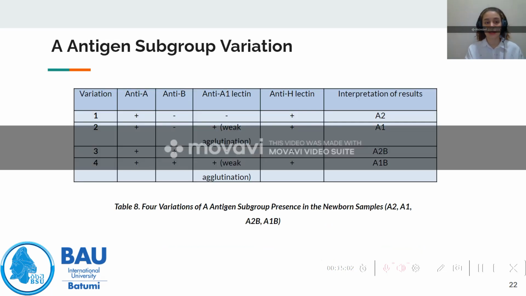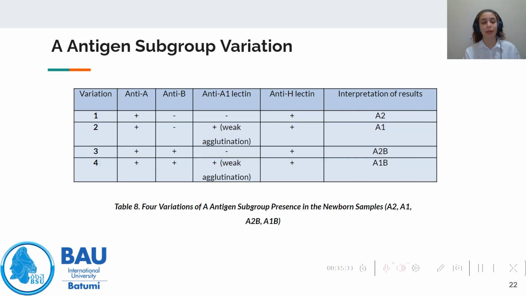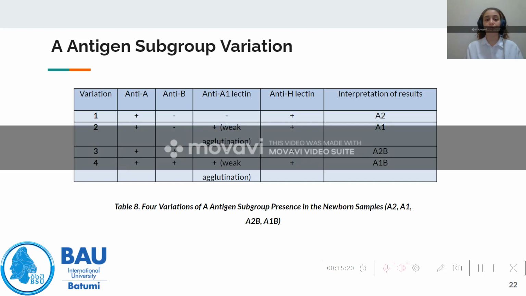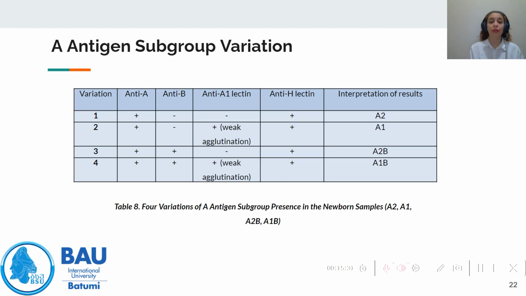One more thing that we were interested in is that we wanted to study the subgroup variation of the A antigen that we have in our samples. As we know, A antigen has two subgroups, A1 and A2. And whenever we had this interaction with the anti-A1 lectin, the anti-A1 antibody, we saw that there was a weak agglutination, in both the situation of the A phenotype and the AB phenotype.